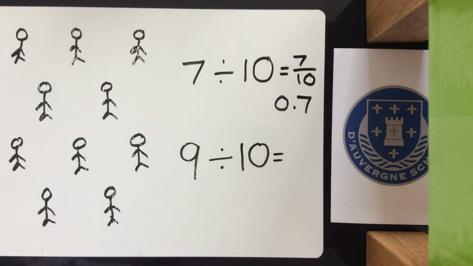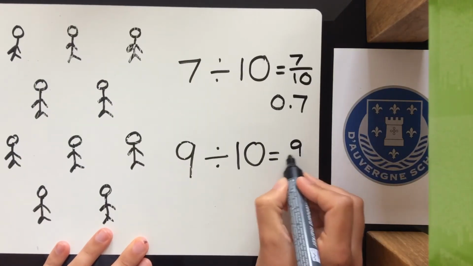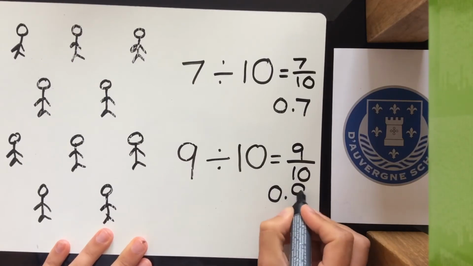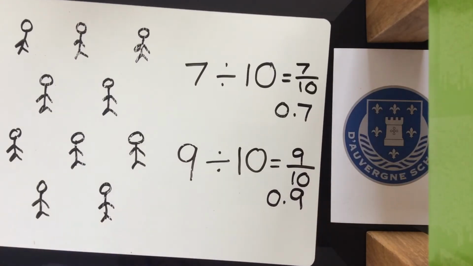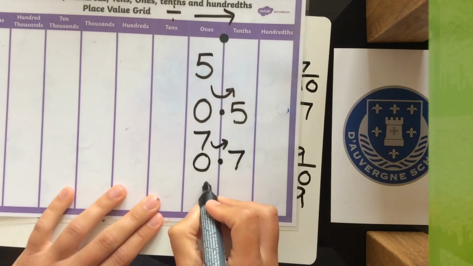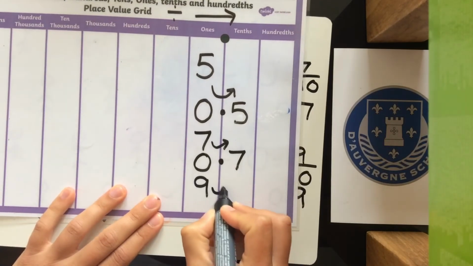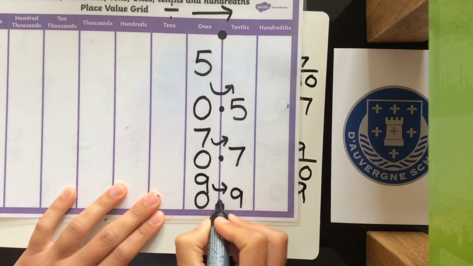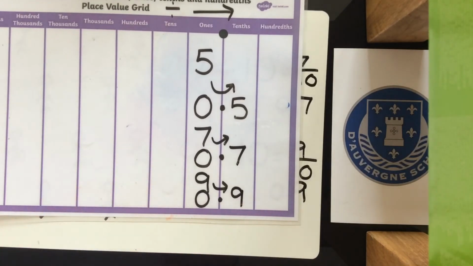And for 9 divided by 10, they would get 9/10 of the chocolate bar each, which we write as 0.9. On my place value grid, we have 9 ones. We are dividing by 10, so we're going to move back 1 space and put in our 0 placeholder to make 0.9.